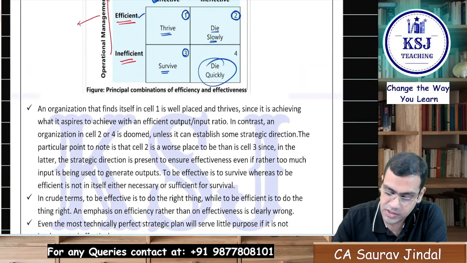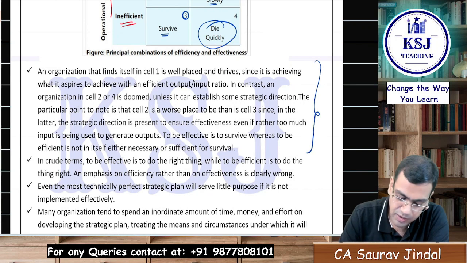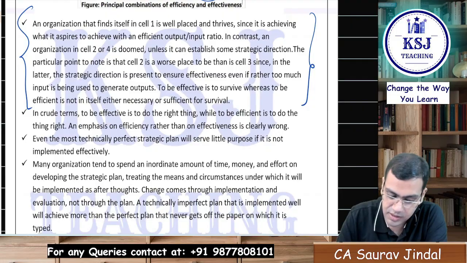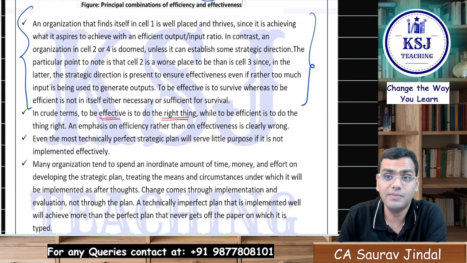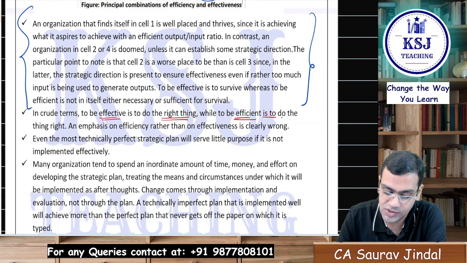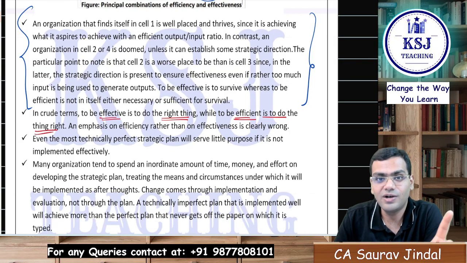An organization finds itself in cell 1, cell 2. Just read this paragraph once. I have explained it, just read it. So in crude terms, to be effective is to do the right thing. Effective means doing the right thing, while efficient is to do the thing right. Efficient means whatever you are doing, do it right.